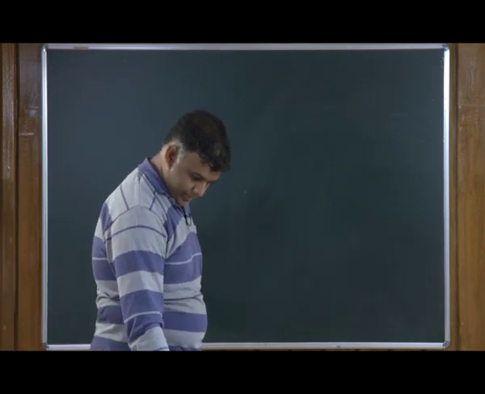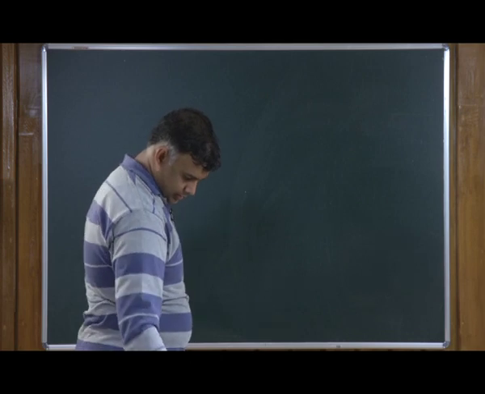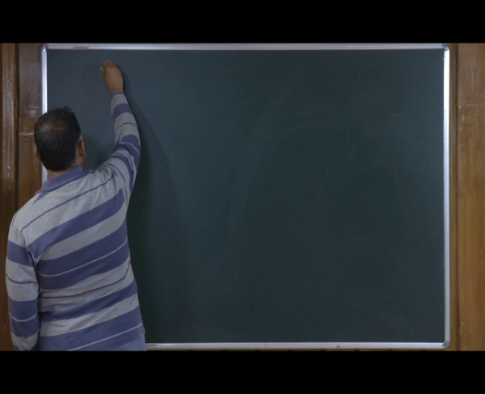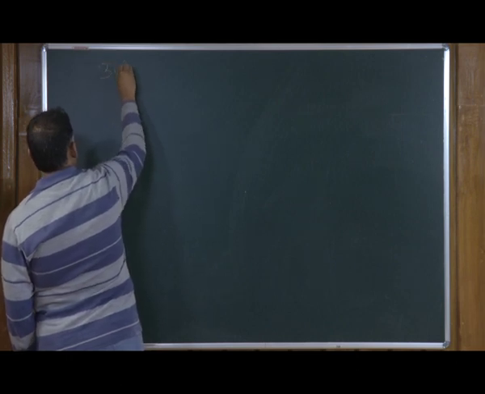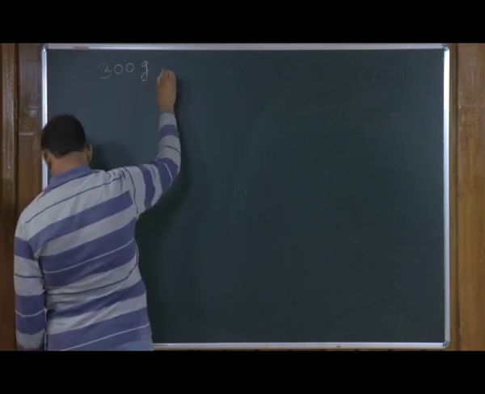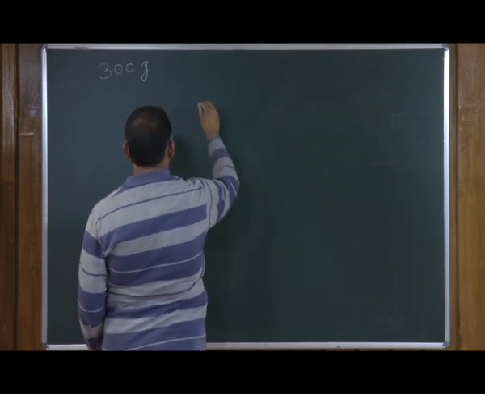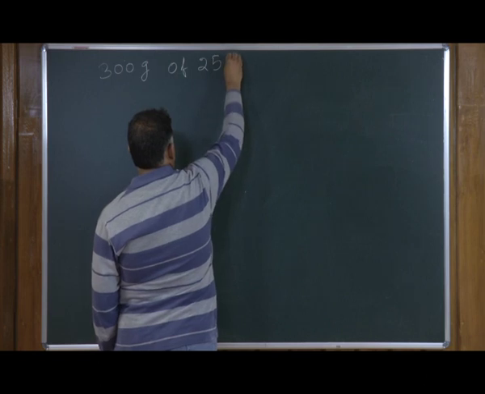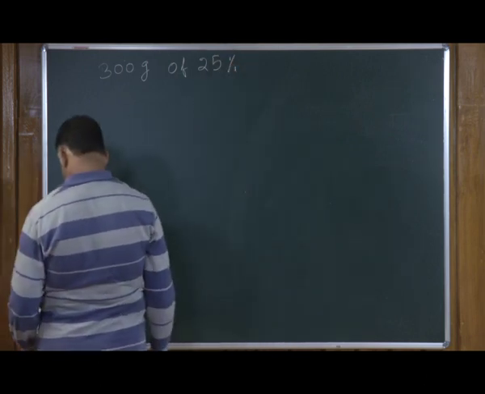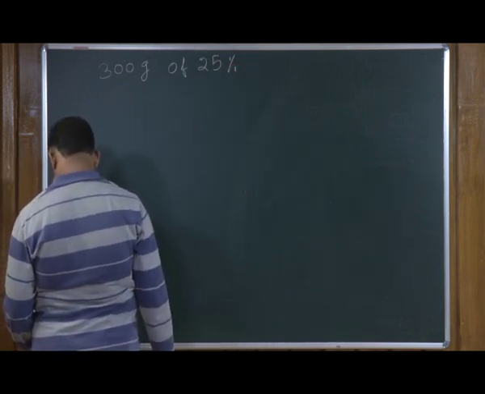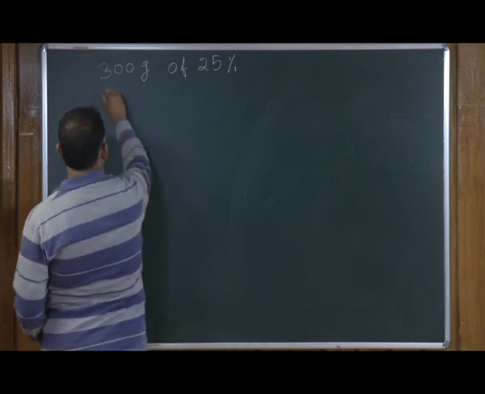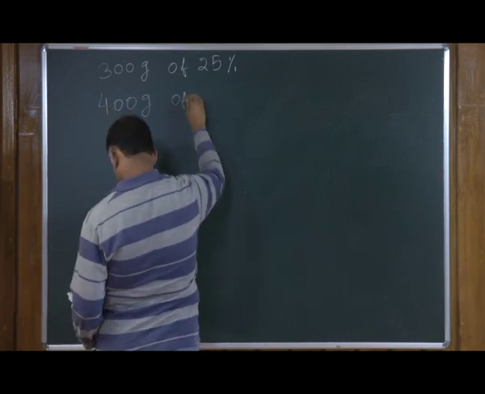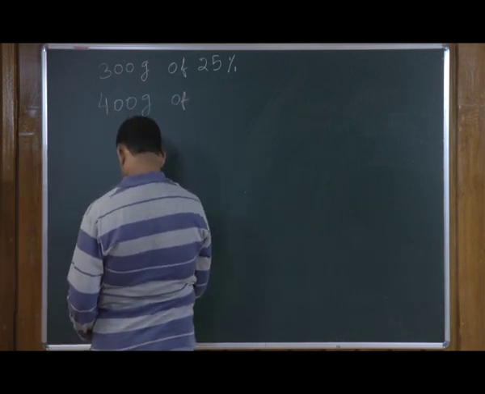Okay. So, we are mixing two solutions. The solution is obtained by mixing 300 gram of 25% and 400 gram of 40%.